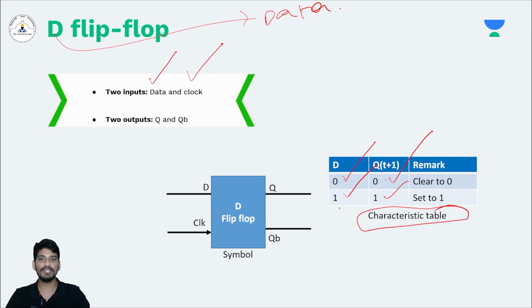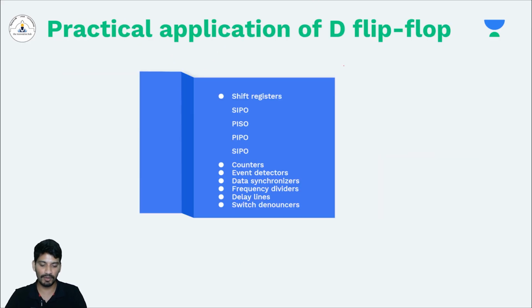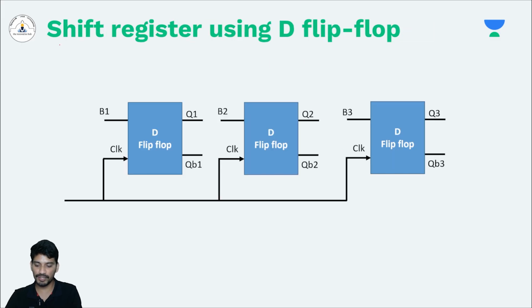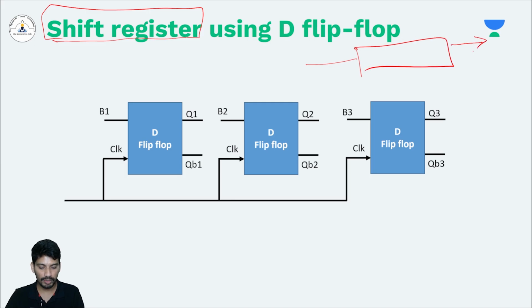So what is the application of this D flip-flop or any flip-flop? You can say there are a lot of practical applications of these flip-flops, like shift registers, counters, event detectors, data synchronizers, frequency dividers, delay lines, switch debouncers. All these are very useful applications in digital design. So we'll see them one by one. What is a shift register? A shift register is a storage element that will give you the output whenever you fire some clock beat.